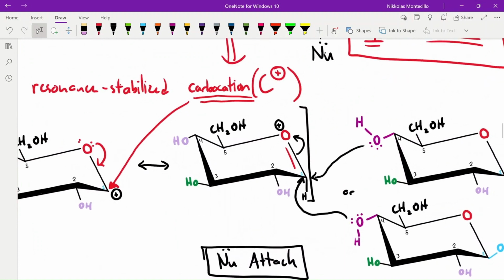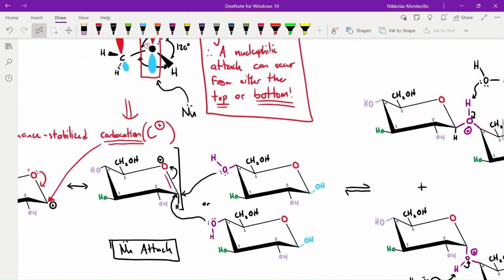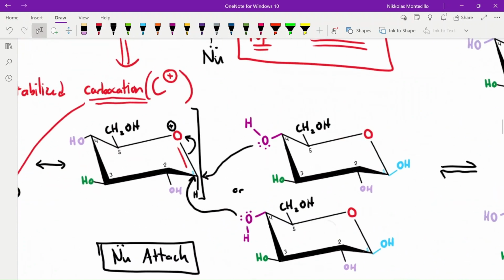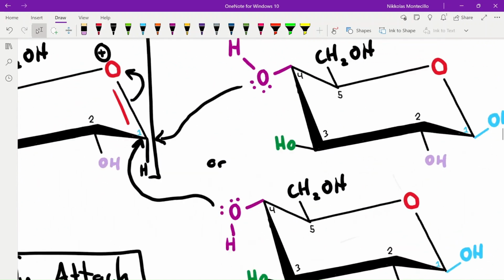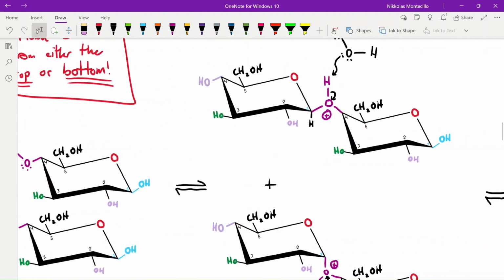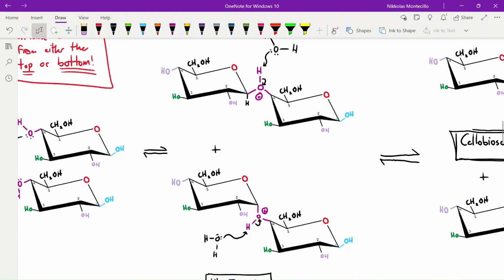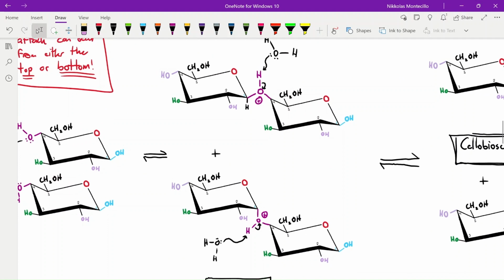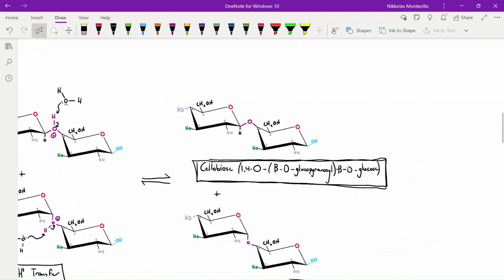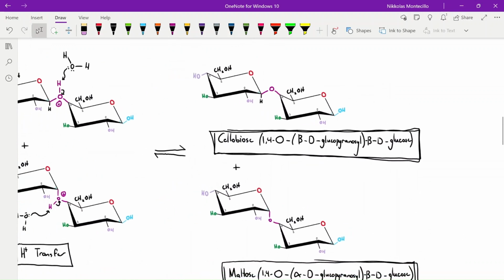A nucleophilic attack occurs either from the top or the bottom. And we can see that the nucleophile here is the second monosaccharide unit, right? And we can see here that a proton transfer is needed for this reaction to go to completion. And what we're left with are 2 stereoisomers.